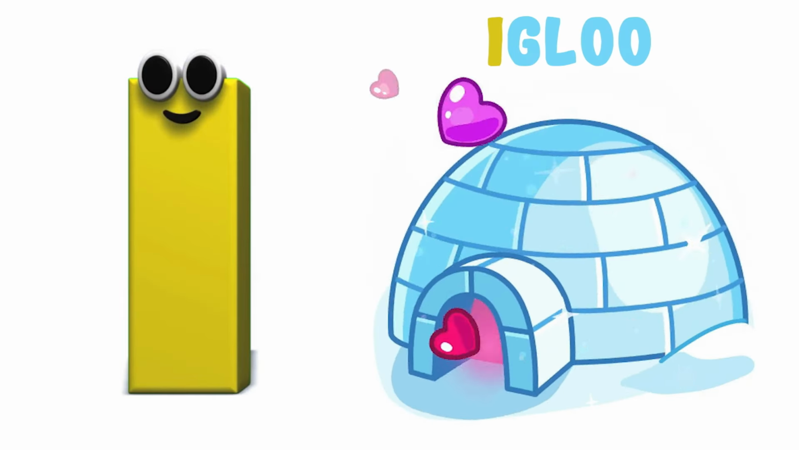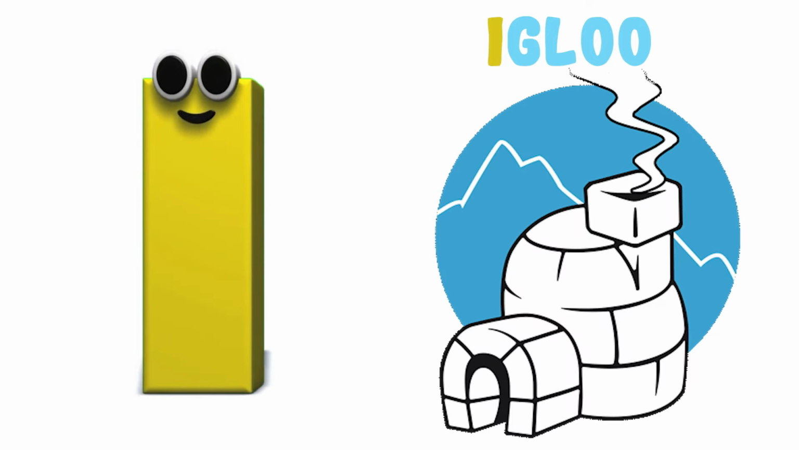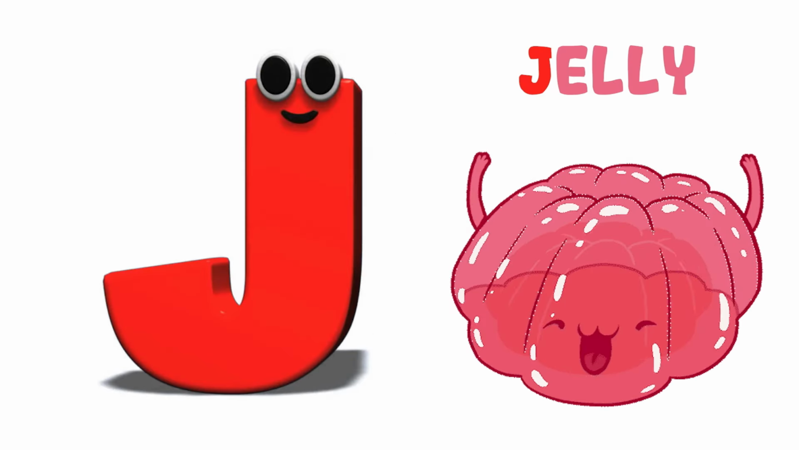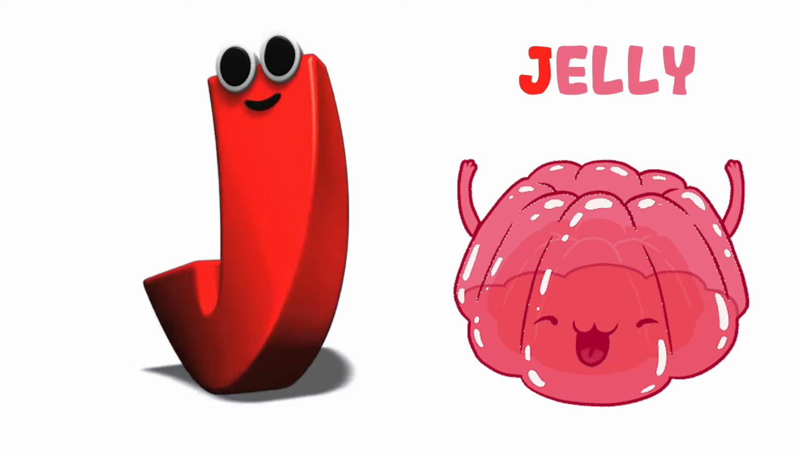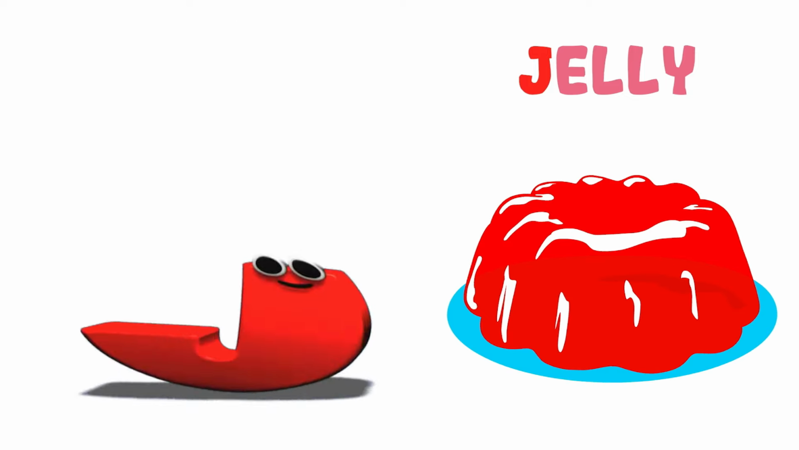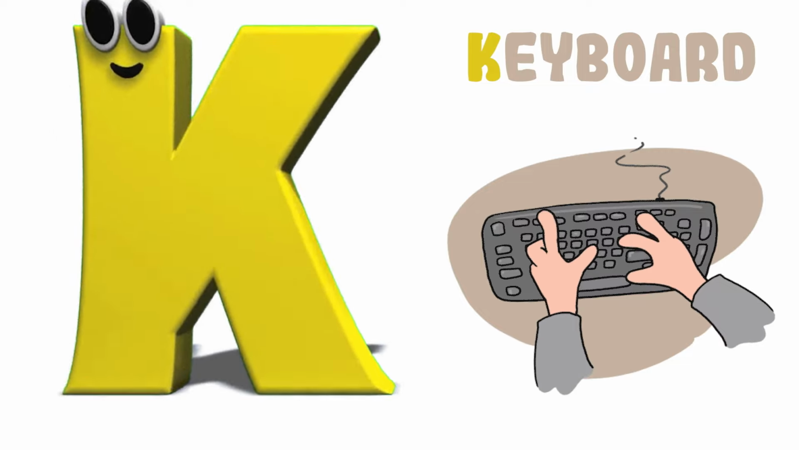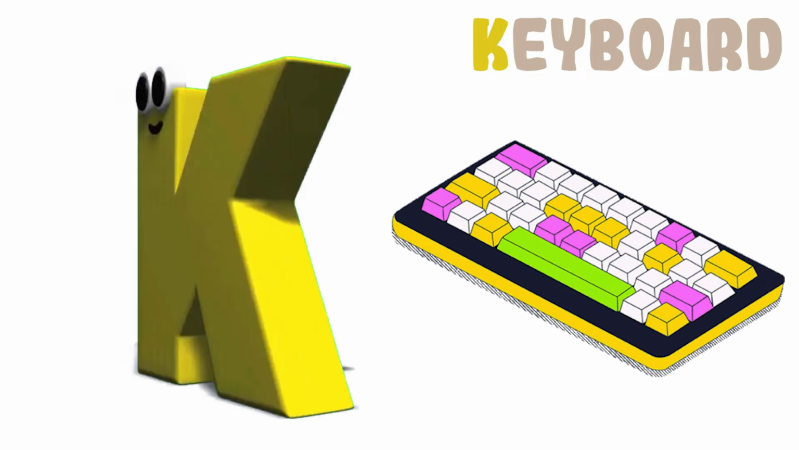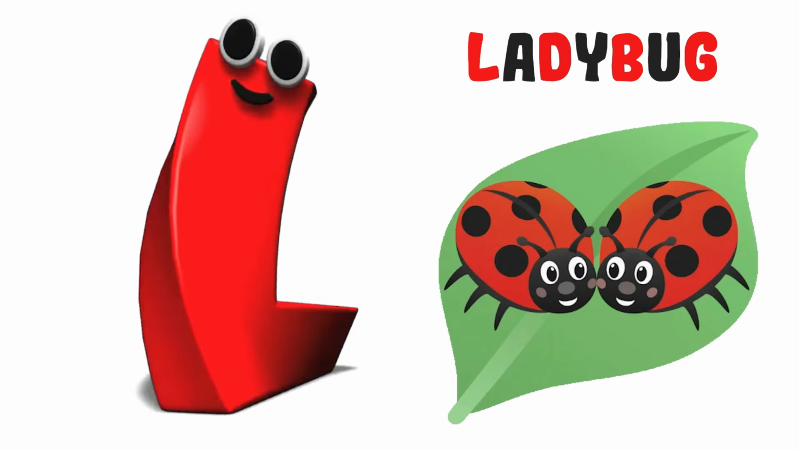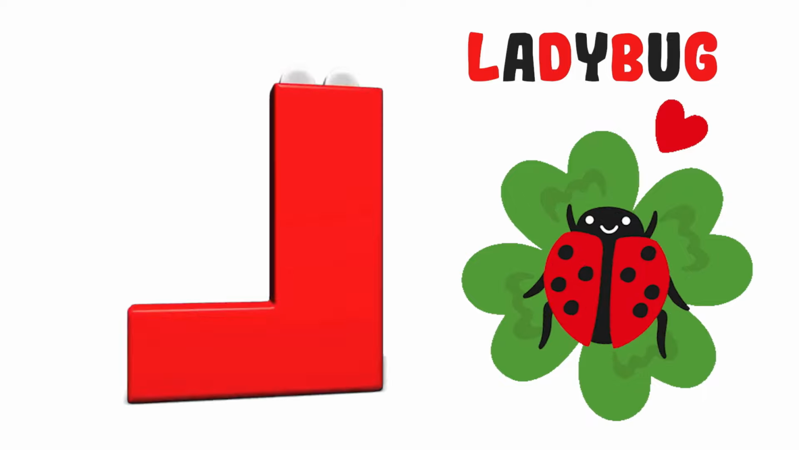I is for igloo, I, igloo. J is for jelly, j, j, jelly. K is for keyboard, k, k, keyboard. L is for ladybug, ladybug, L, ladybug.